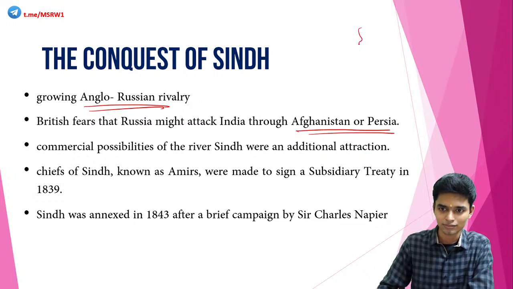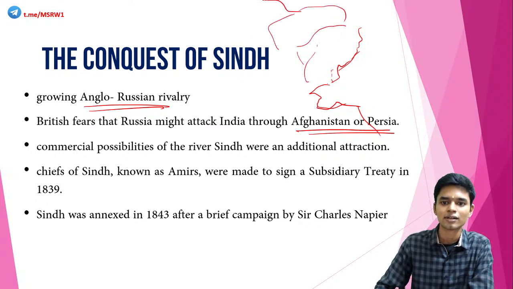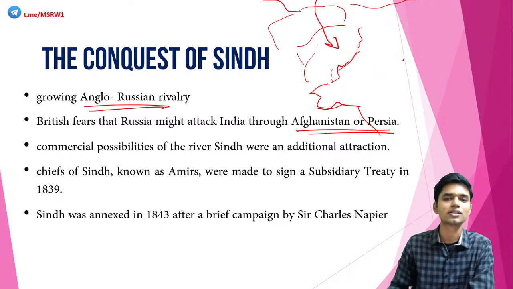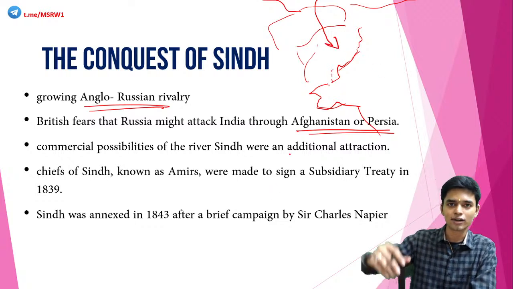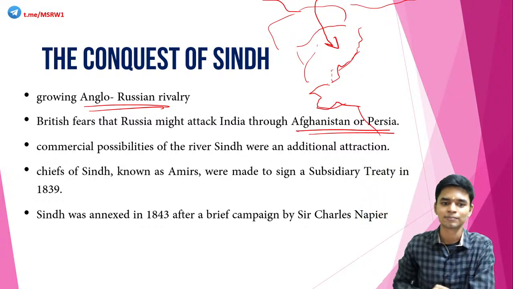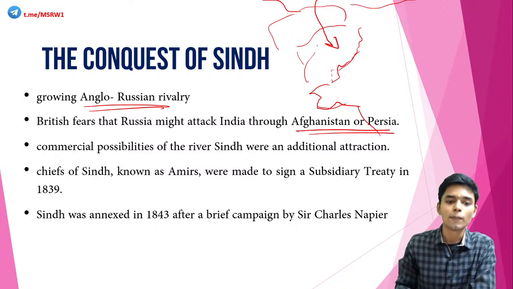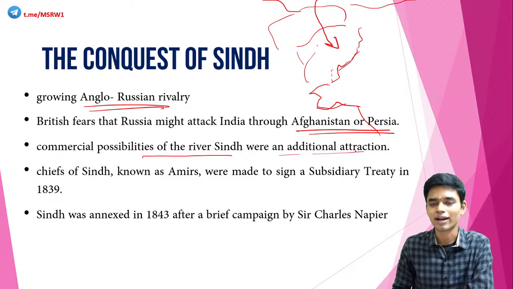So if this is India, assume that this is India. I will draw this roughly. Here we have the Pakistan region, here we have the Afghanistan region, and here we have the Russian region. So the Britishers thought that Russia could attack India through Afghanistan, through the territory of Sindh. So Britishers wanted some territory as a buffer against a possible Russian attack. This is why they attacked Sindh. Also, commercial possibilities of the river Sindh were an additional attraction.